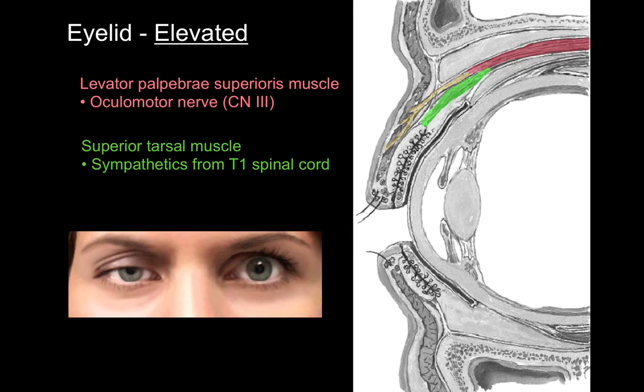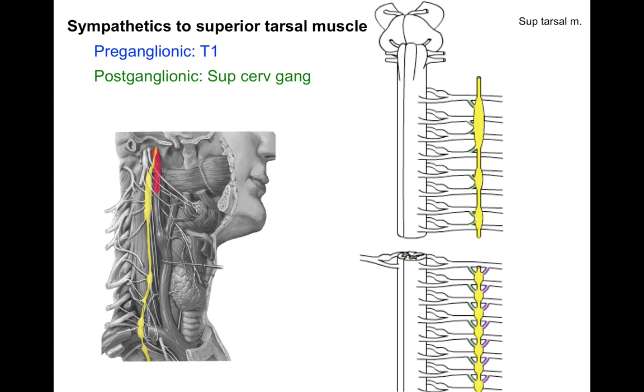That's called ptosis, P-T-O-S-I-S. Now, how do you get sympathetics up there? Well, here we've got on your left a sympathetic chain shown in yellow, and red is the carotid artery, specifically internal carotid artery. On the right, we see the spinal cord. There's the lateral horn of T1, and that preganglionic sympathetics ascend up the chain, and then synapse in the superior cervical ganglion and a postganglionic sympathetic will hug the internal carotid artery and follow the arteries up to the eye and innervate that superior tarsal muscle.